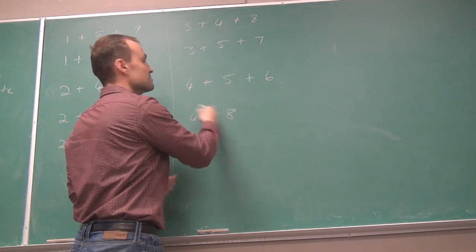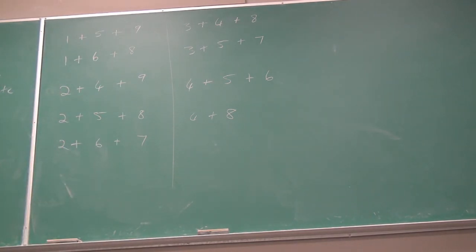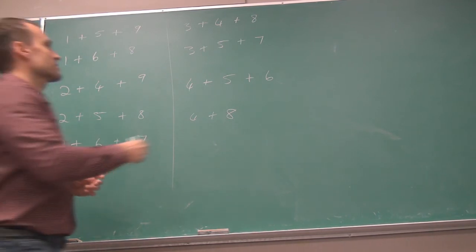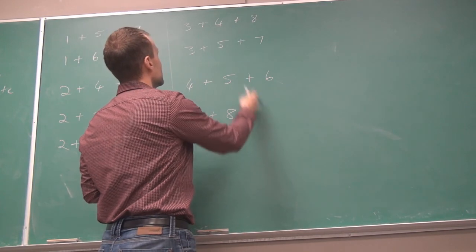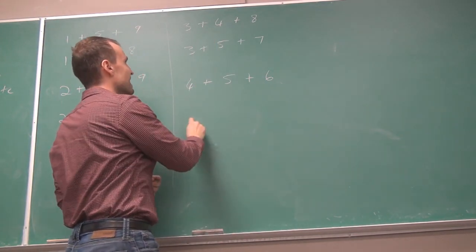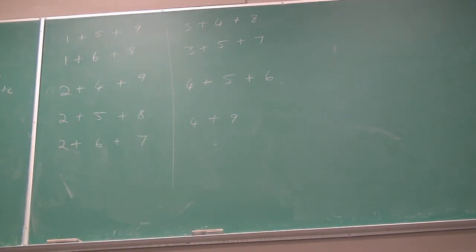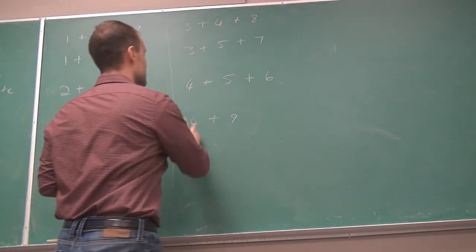4 and 8, that doesn't mean I stop everything, I just go to the next number. 4 and 8. Yeah, I already have it. 4 and 8 would require a 3, but I already have it there. 4 and 9. That is a 13, which means the other number is a 2, and I already have it there. Does that mean I'm done?